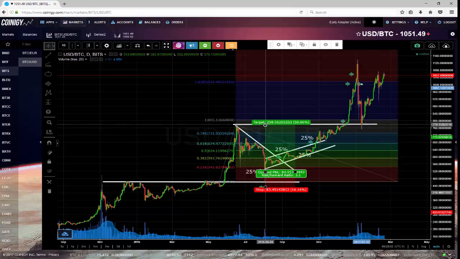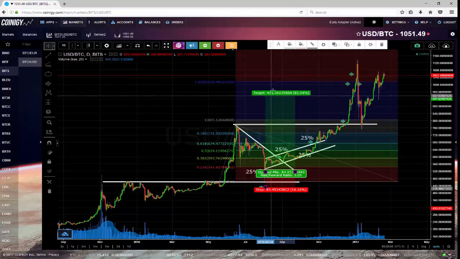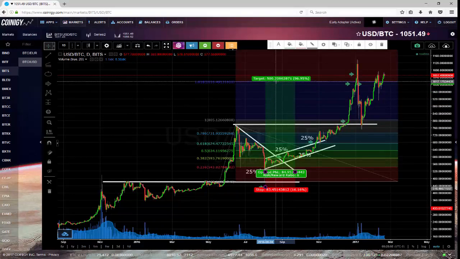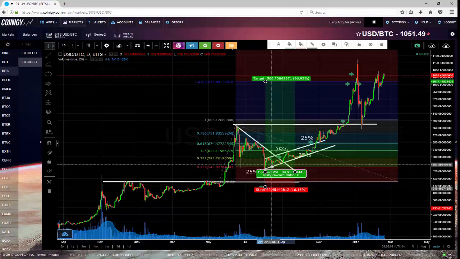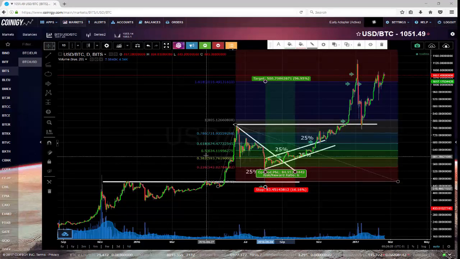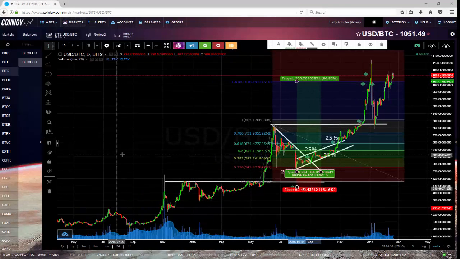If you were to look at risk to reward from this level, that's pretty much a double from the initial entry point. So that's position sizing through pyramid trading.